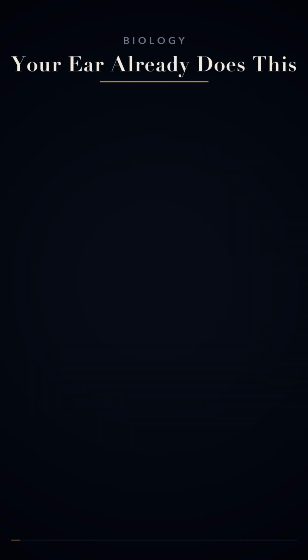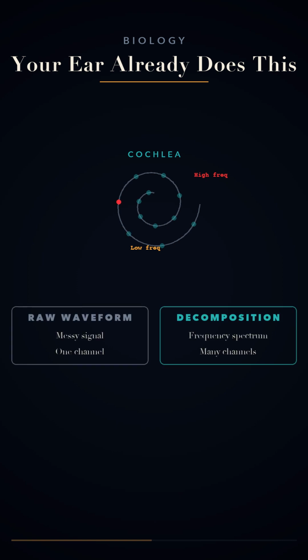Your ear already does this. The cochlea, the snail-shaped structure in your inner ear, is essentially a biological Fourier analyzer. It is a fluid-filled tube lined with thousands of tiny hair cells, each one tuned to resonate at a specific frequency. High frequencies vibrate the cells near the entrance. Low frequencies vibrate the cells near the tip. When a sound wave arrives, a chord, a voice, a car horn, the cochlea physically separates it into its component frequencies and sends each one to a different nerve fiber.